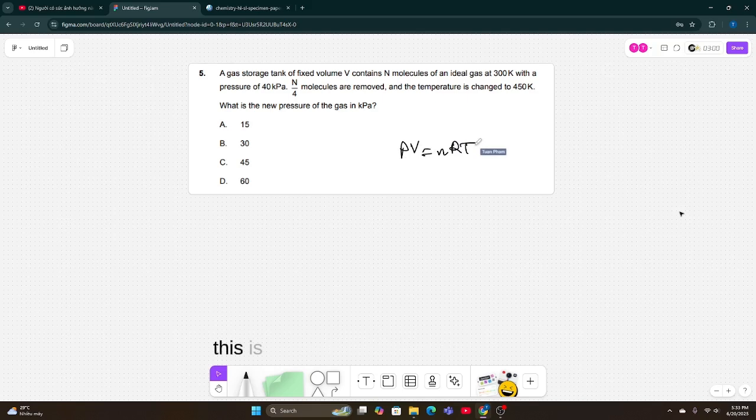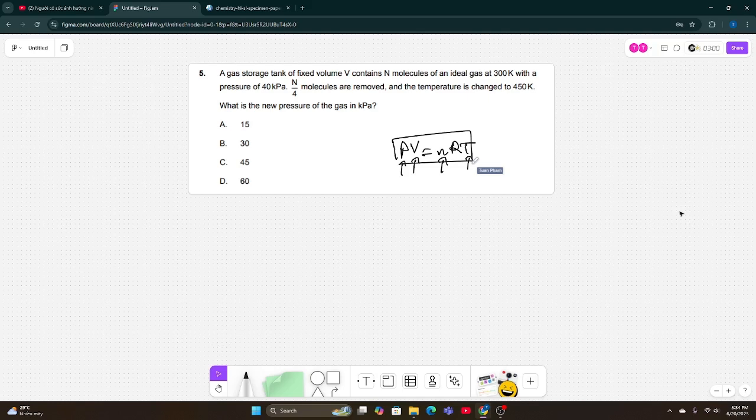And this is quite an interesting question, because for most gas law questions, I think 99% of the time the number of molecules is fixed, meaning the amount is fixed. Only the P, V, and T are changing. So in the gas law equation, there are several variables, right? We have P, V, n, and T. R, of course, is a constant, so we don't touch it.